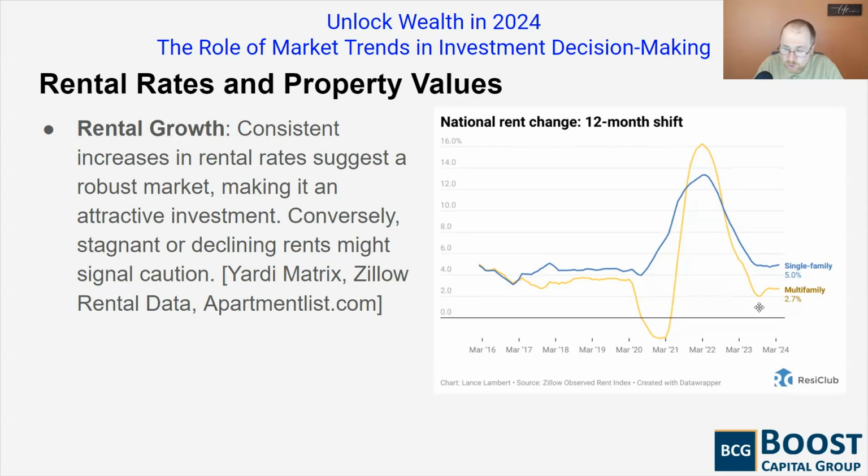And there's been a correction. I think in some markets we've seen rents going sub-zero, a rent decrease technically. Now we're back at a national level at 2.7%. Something also that you want to check at the submarket level. For sources, you can use Yardi Matrix, Zillow rental data, and apartmentlist.com.